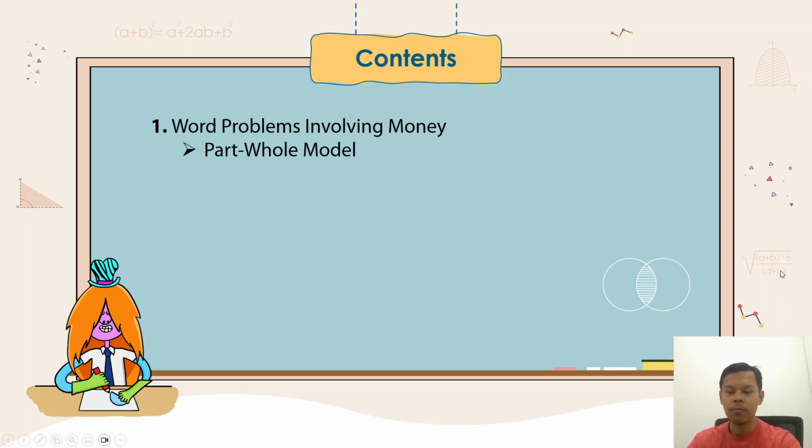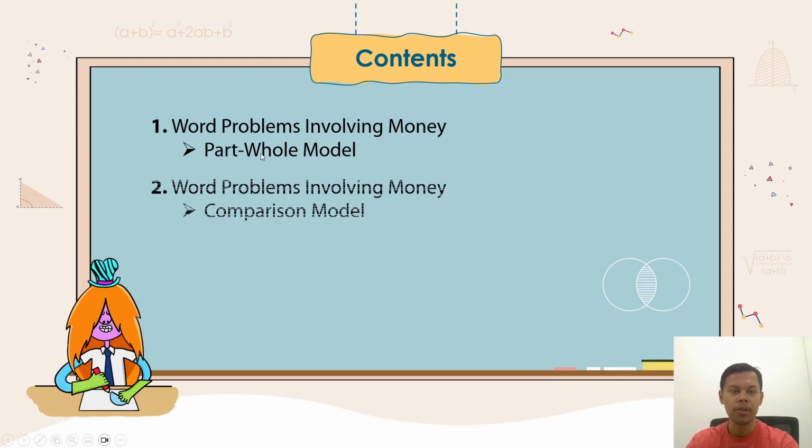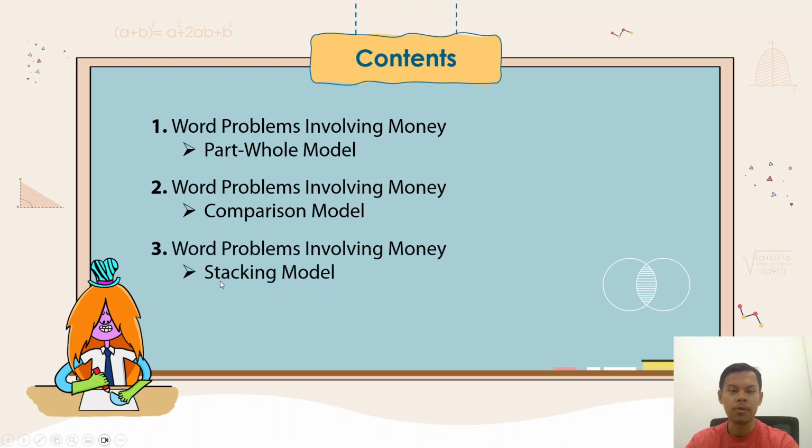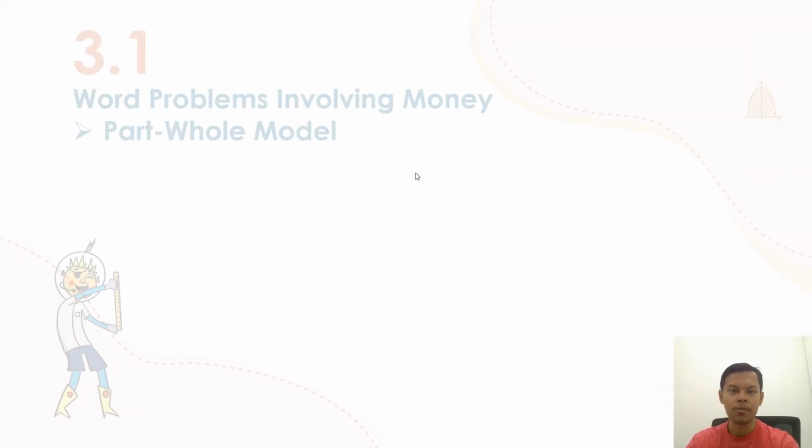Okay, the content, what we are going to learn today is word problems involving money. The first part is going to be the part whole model. And then we are going to learn about the comparison model. The third one is going to be the stacking model. So we are going to discover all these three different kinds of models. Let's go through one by one.